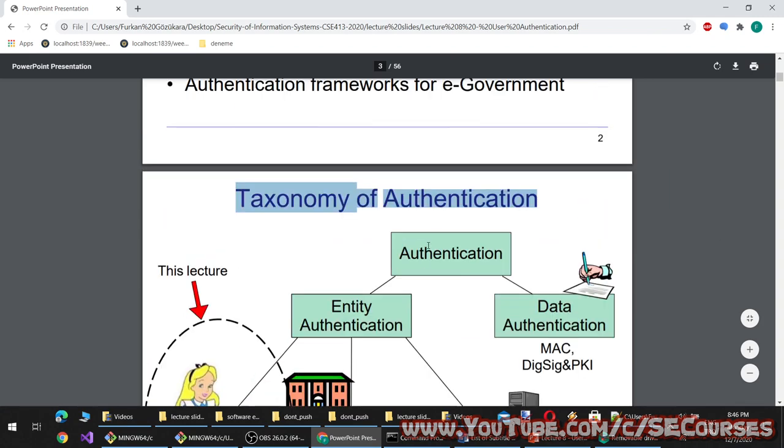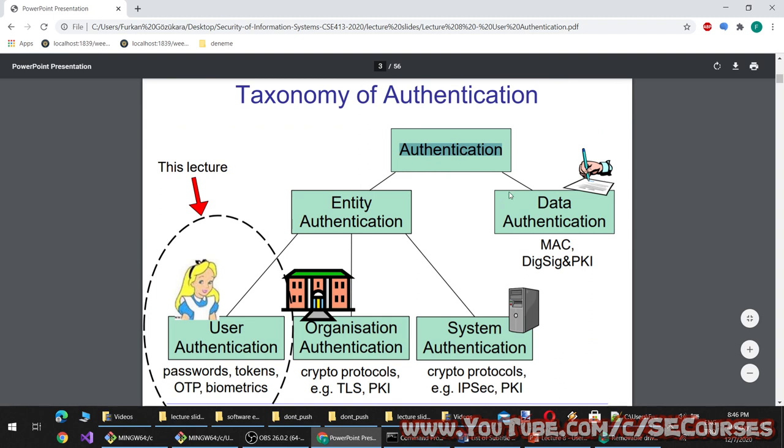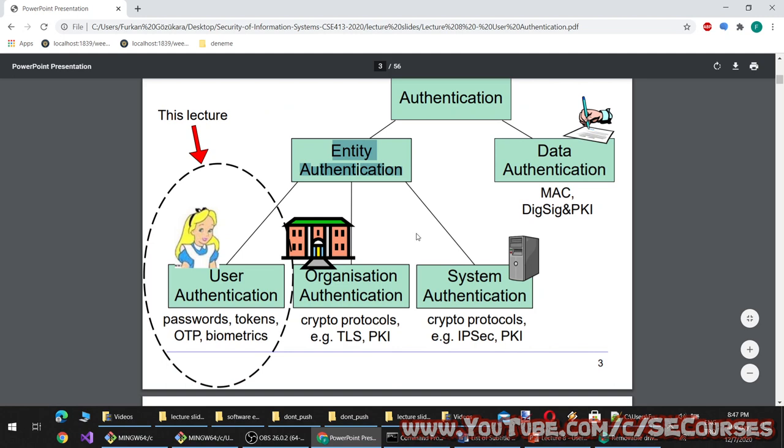Taxonomy of authentication. Authentication has two child nodes, which are entity authentication and data authentication. Examples of data authentication are MAC, digital signature, and PKI. We have seen them. Entity authentication has three children, which are user authentication, organization authentication, and system authentication. For user authentication, we usually use passwords, tokens, OTP, and biometrics.